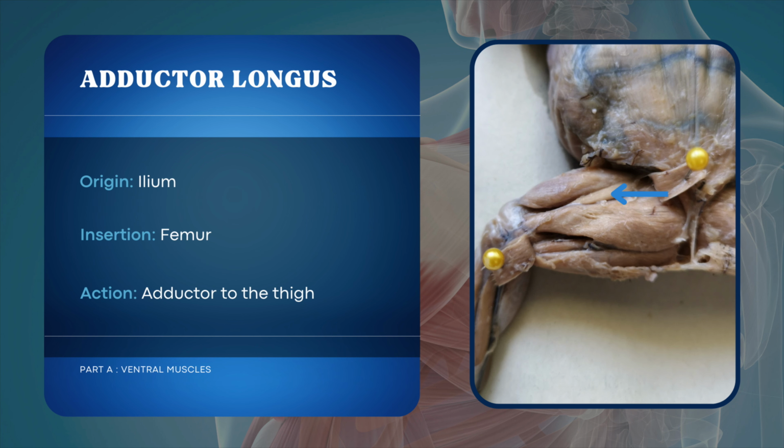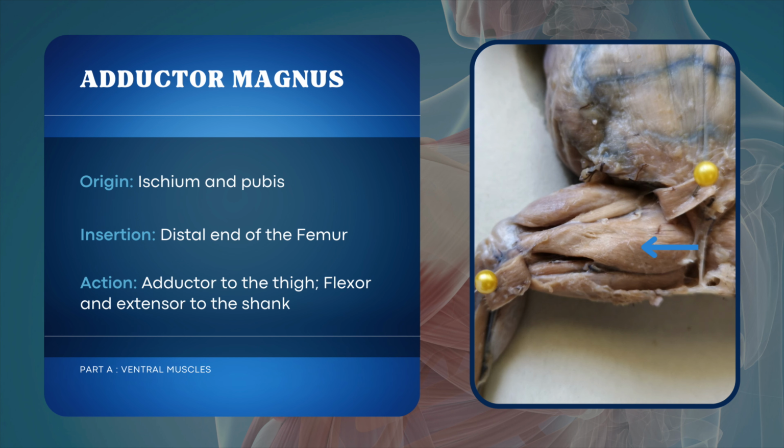Next is the adductor longus. Its origin is in the ilium and its insertion is in the femur. It is the adductor to the thigh. For the adductor magnus, its origin is in the ischium and pubis. Its insertion is also in the femur, and this muscle adducts the thigh and leg, and it is a flexor and an extensor to the shank.